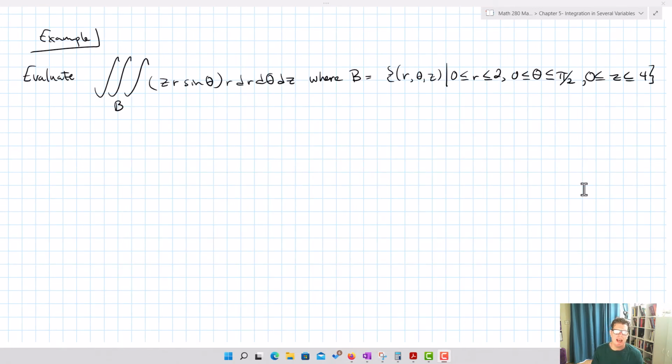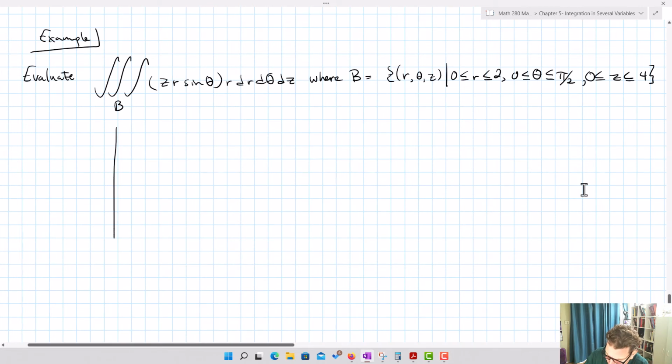Let's integrate over the region B of z r sine theta, r dr d theta dz, where B equals the region of r, theta, z such that r is greater than or equal to 0, less than or equal to 2, theta is greater than or equal to 0, less than or equal to pi over 2, and z is greater than or equal to 0, less than or equal to 4. This one is just our general setup.